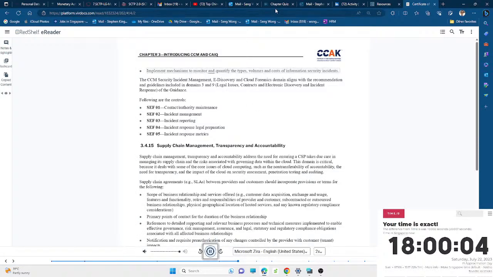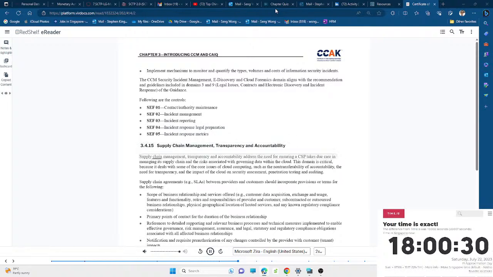Implement mechanisms to monitor and quantify the types, volumes, and costs of information security incidents. The CCM Security Incident Management, E-Discovery, and Cloud Forensics domain aligns with the recommendations and guidelines included in Domains 3 and 9, Legal Issues, Contracts, and Electronic Discovery, and Incident Response, of the guidance. Following are the controls: SEF-01 Contact/Authority Maintenance, SEF-02 Incident Management, SEF-03 Incident Reporting, SEF-04 Incident Response Legal Preparation, SEF-05 Incident Response Metrics.